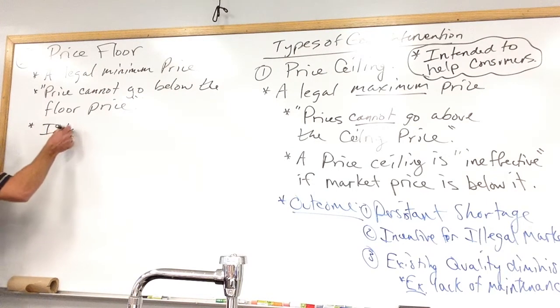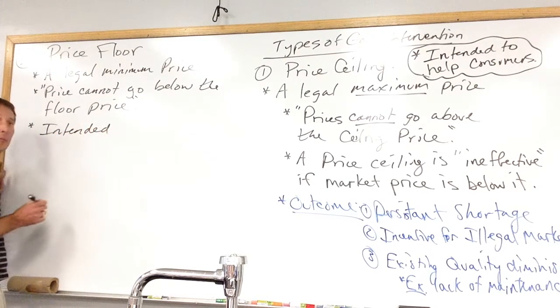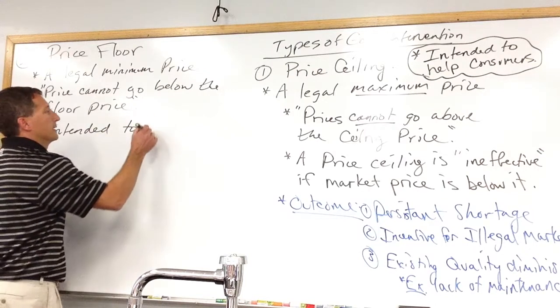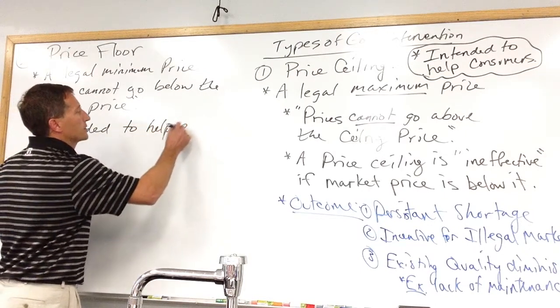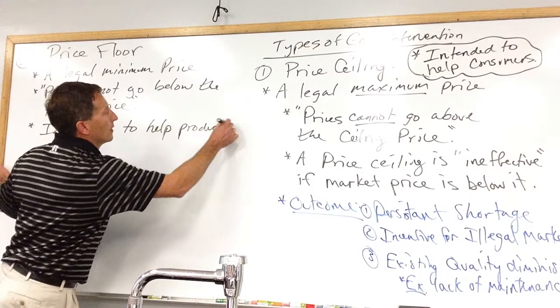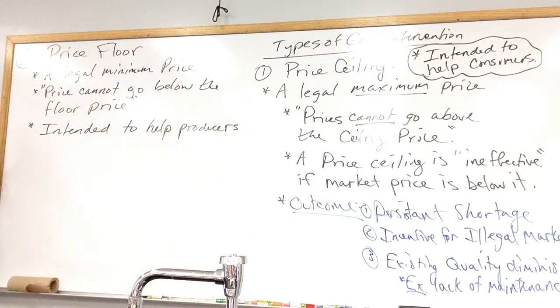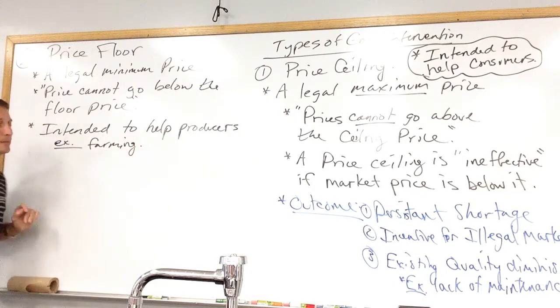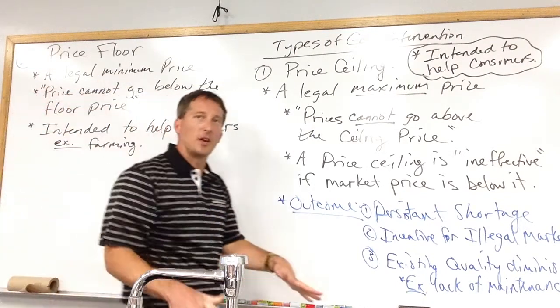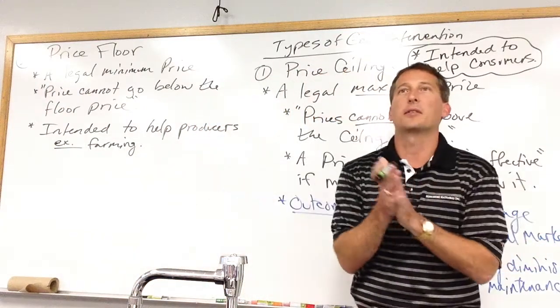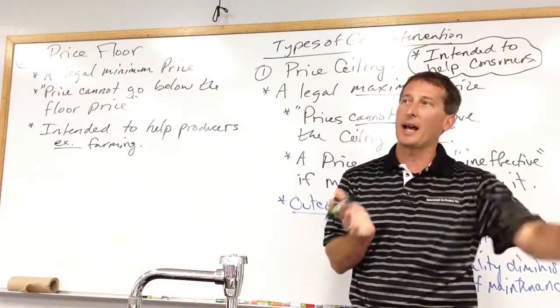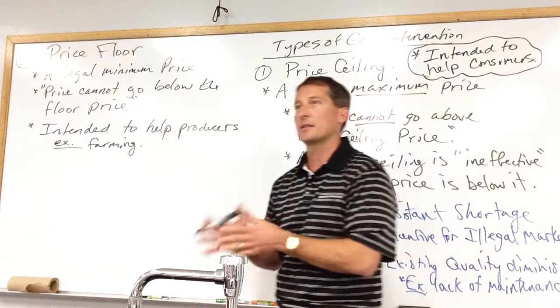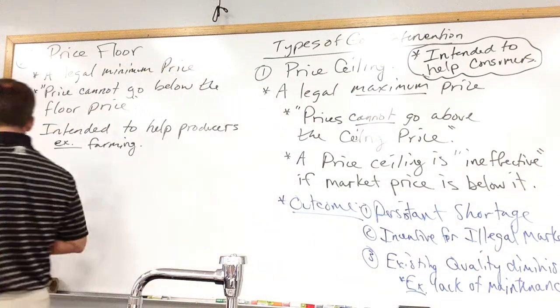You may have figured out that we're trying to help the producers now. Intended to help producers. I think farming is probably the best example. We can't let corn prices fall that low. The family farm is going to go under if prices are that cheap. So let's set a price floor that's higher.